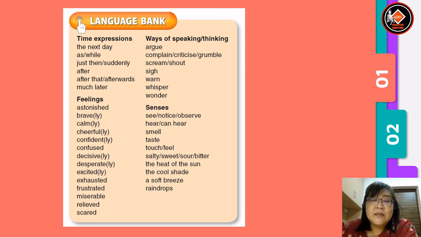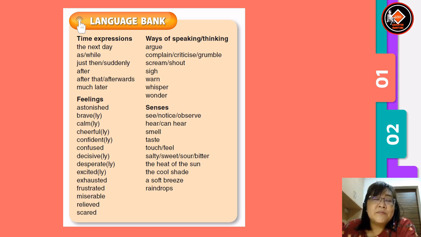You can use these words or phrases in your writing. So we have time expressions: the next day, as, while, just then, suddenly, after that, afterwards, much later. For feelings, we have astonish, brave or bravely, calm, calmly, cheerful, cheerfully, confident, confidently, confused, decisive, decisively, desperate, desperately, excited, excitedly, exhausted, frustrated, miserable, relieved, scared.